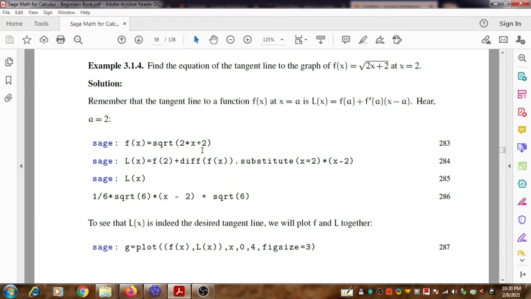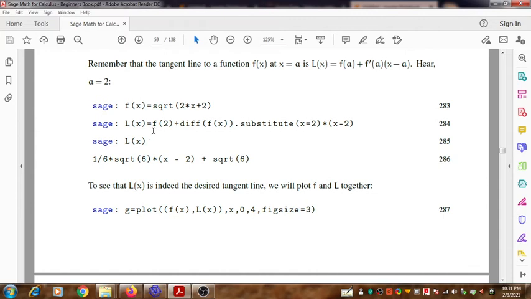So for that, first we define the function f(x) equal to square root of 2x plus 2. So sqrt(2*x+2). Sqrt is the function that can determine the square root of any expression. So sqrt is the command, which can be used to find the square root of 2x plus 2. After that, in the second line we define L(x) equal to f(2), the function value at the specified point a equal to 2.